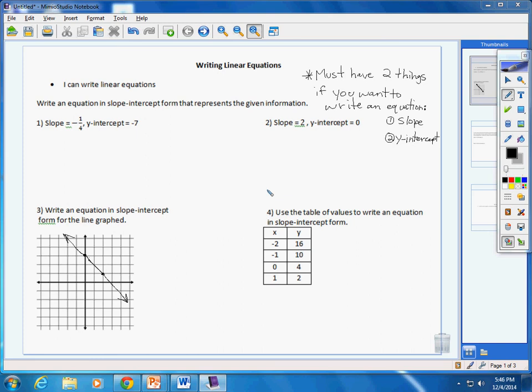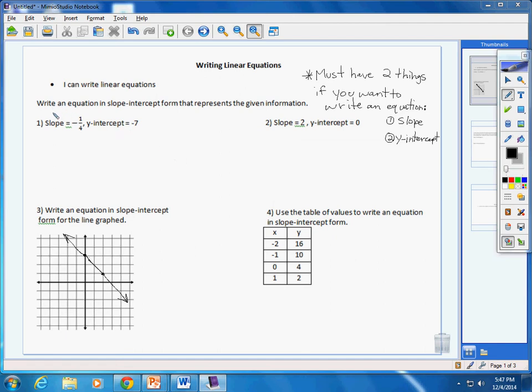I can write linear equations. Folks, by the end of this lesson, or maybe hopefully by the end of tomorrow at least, we're all going to be able to say, hey, I can do this. I can write linear equations. In worst case scenario, I'll give you 2 days. I'll let it fester in your brain a little bit.